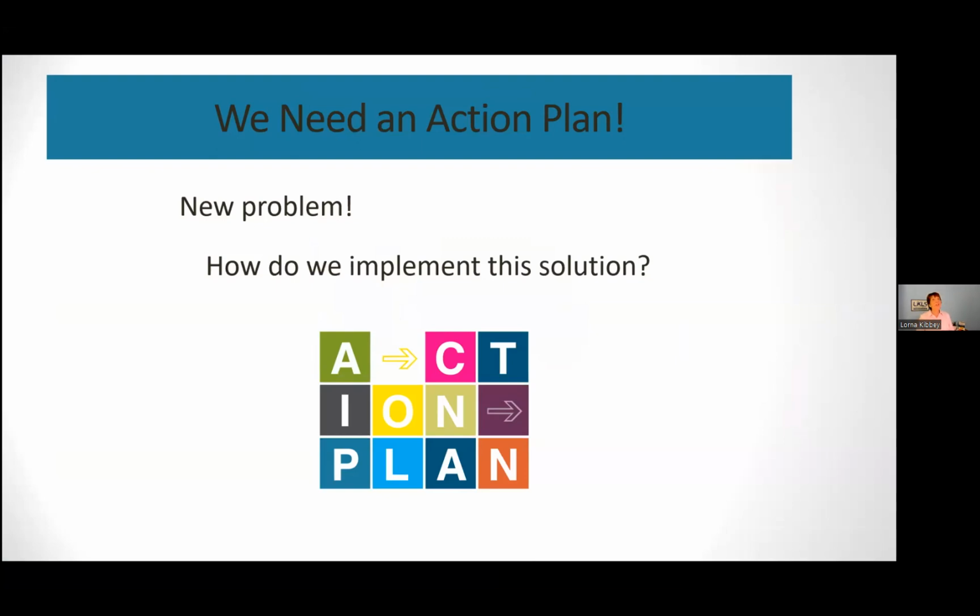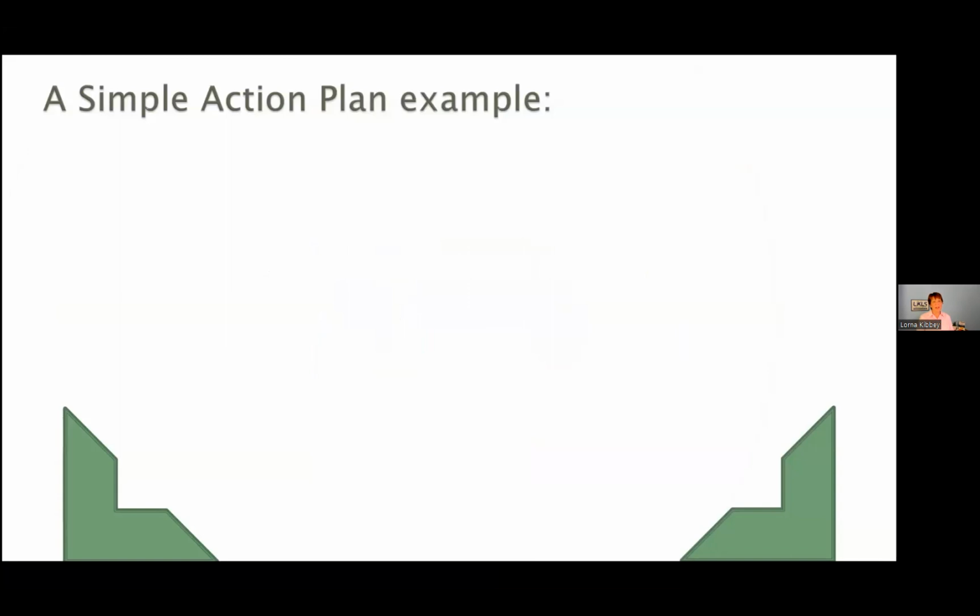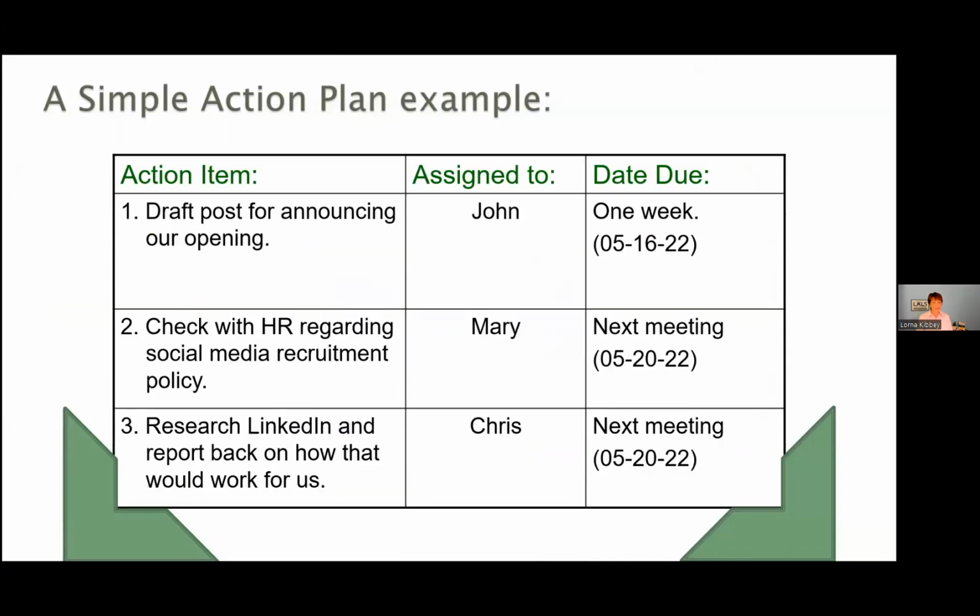I'm going to show you a really simple action plan example. And it can be this simple, just to, in the short term, move forward in your decision. It can be this simple. It has to be done at the end of the meeting, so we know exactly what's going to happen, where we're going to go next. Here's our action plan from this meeting.